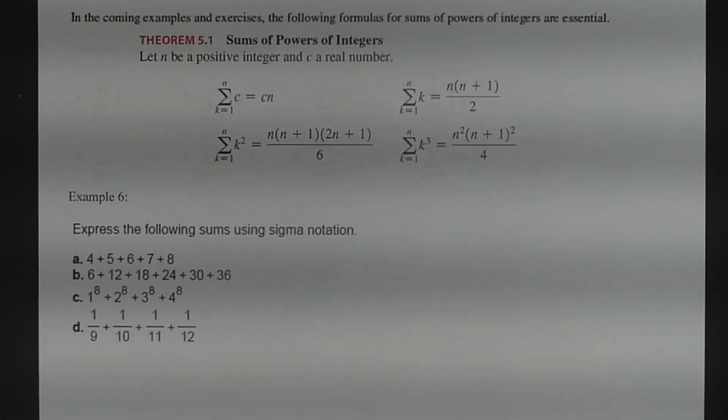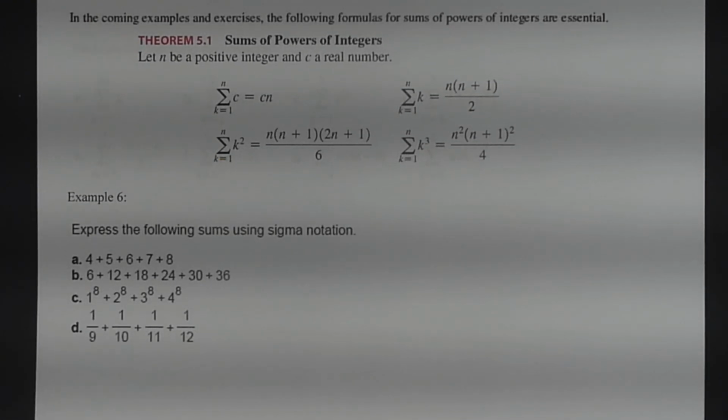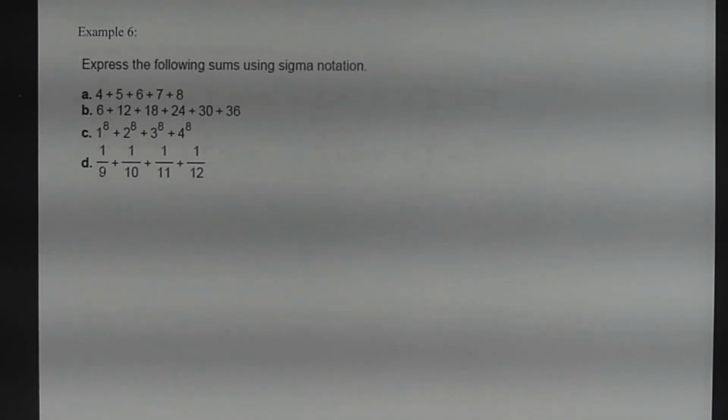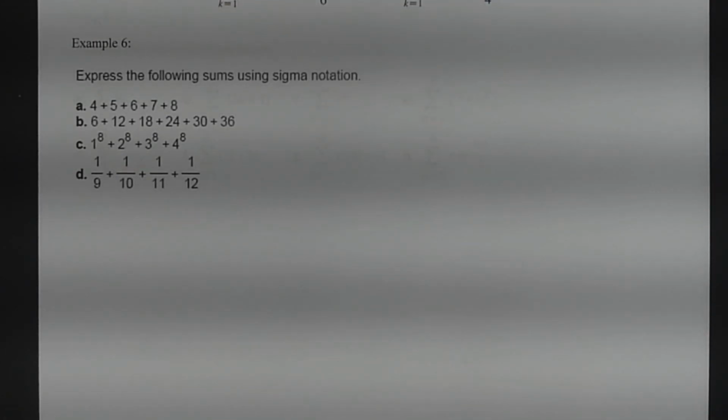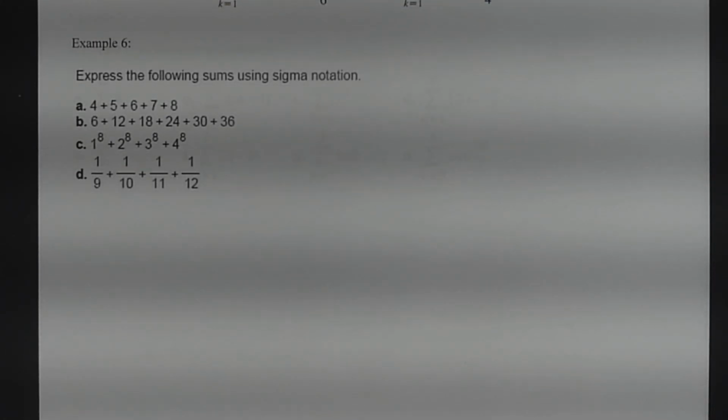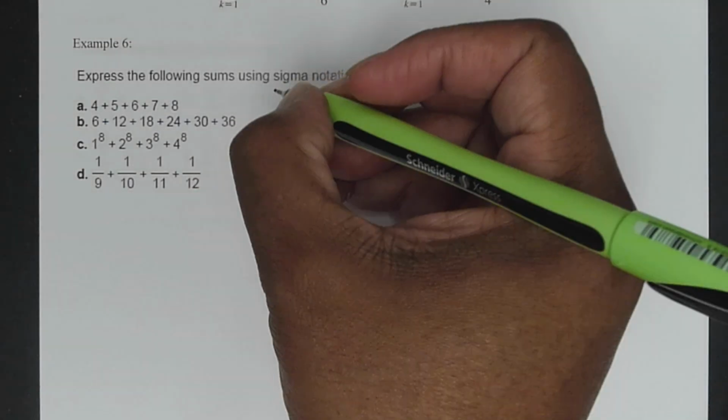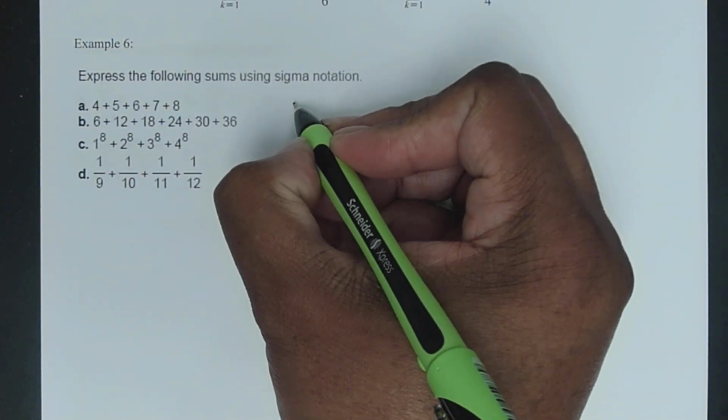Let's look at example 6 first. We're going to express the following sums using sigma notation. So in part A, we got 4 plus 5 plus 6 plus 7 plus 8.